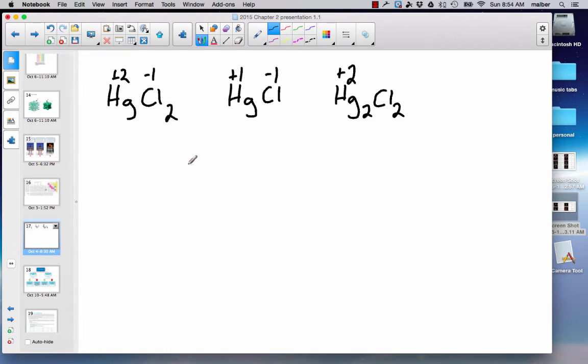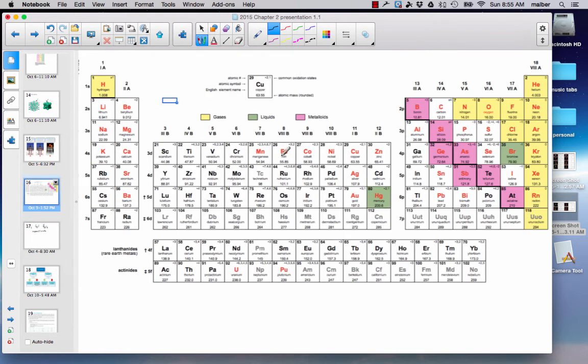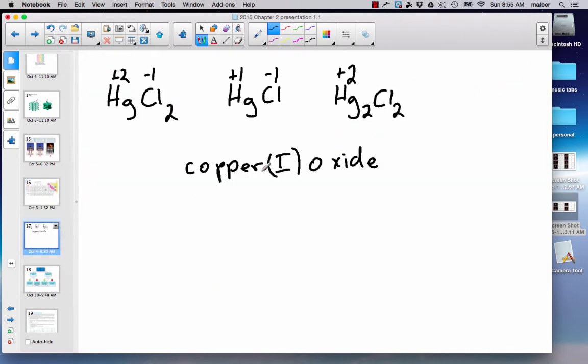Let's say that you are asked to write the formula for copper 1 oxide. And let's see what you would do. You look on the periodic table, you find copper, and you see that copper can be either 2 or 1. The reason that you need to know that is because if copper just had 1 possible oxidation number, then you wouldn't have to put this 1. But because it has 2, you have to put that.